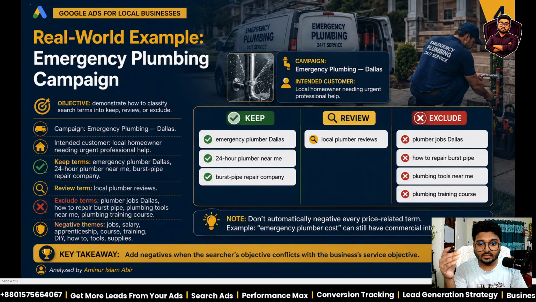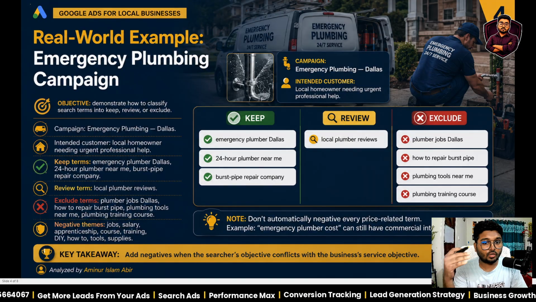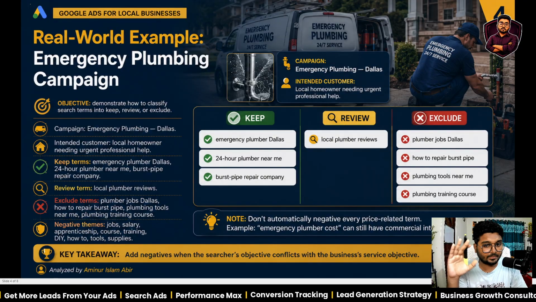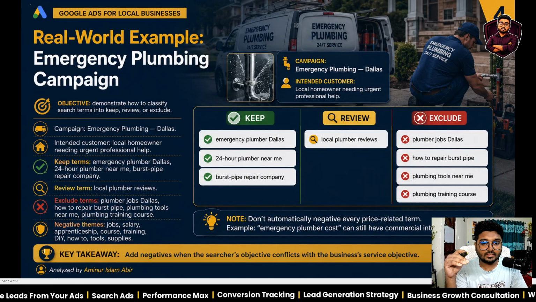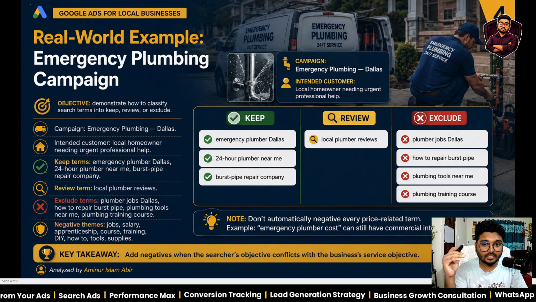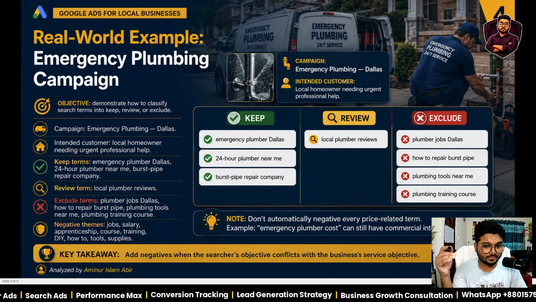The next search is "24-hour plumber near me." This also shows strong emergency intent. Keep it. The third search is "burst pipe repair company." The customer appears to need professional help. Keep it.